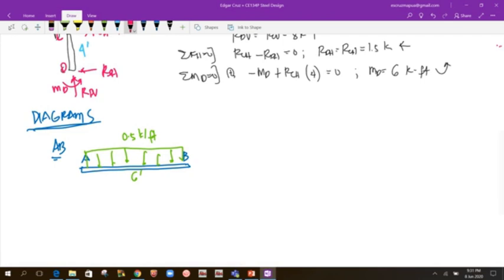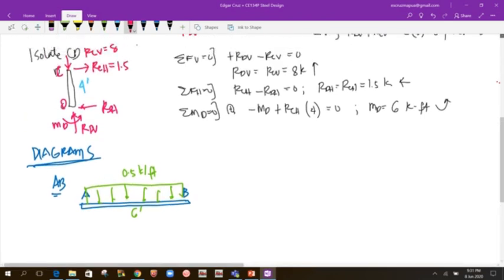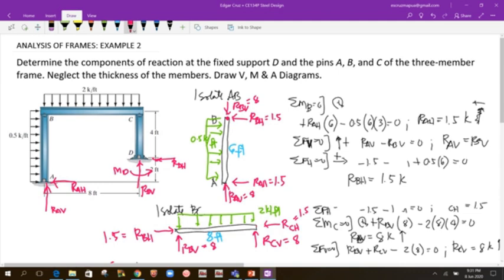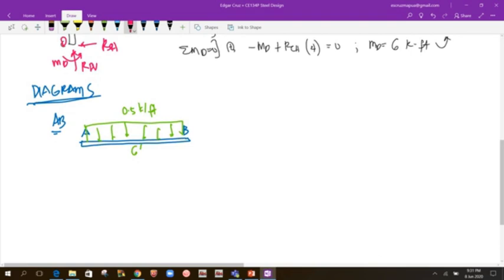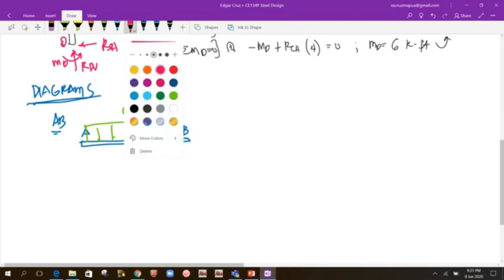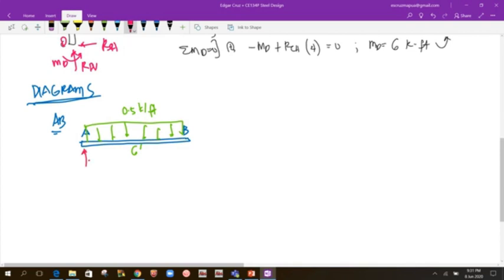So we have 1.5 for the horizontal reactions and 8 compression. 1.5 and 8. This is 1.5, then another 1.5, and this is the 8, which is compression.